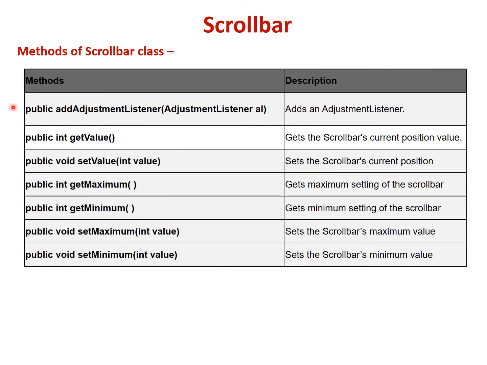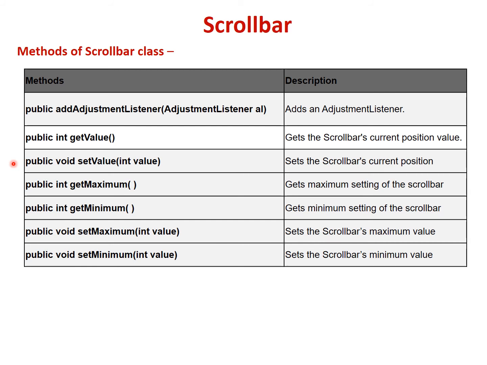Now we will see the methods of scroll bar class. The first method is the public addAdjustmentListener, and the parameter is AdjustmentListener AL. This will add the adjustment listener. After this, the next one is public int getValue, which returns the scroll bar's current position value. Then next is setValue method. This method sets the current position.